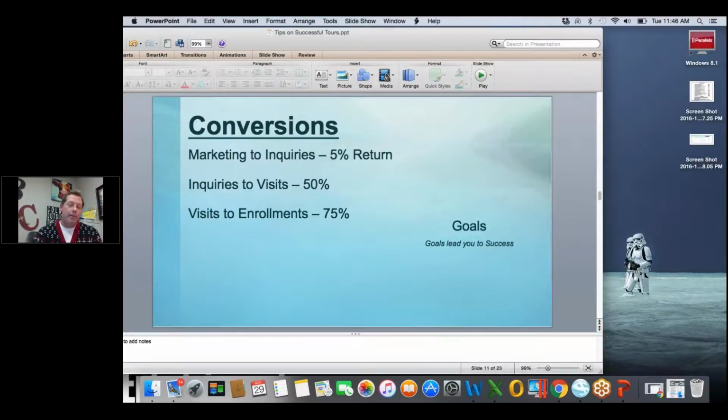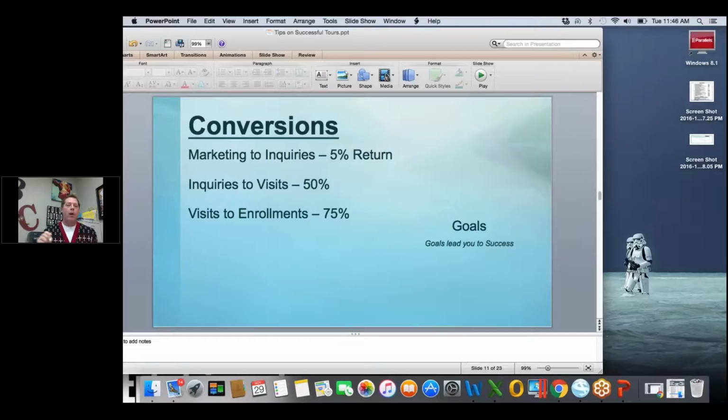Now, to me, converting that phone call into a visit is the hardest part. Getting them to hang up that phone and drive to your facility and walk in the door, that's the hardest part. So your phone skills have got to be immaculate.